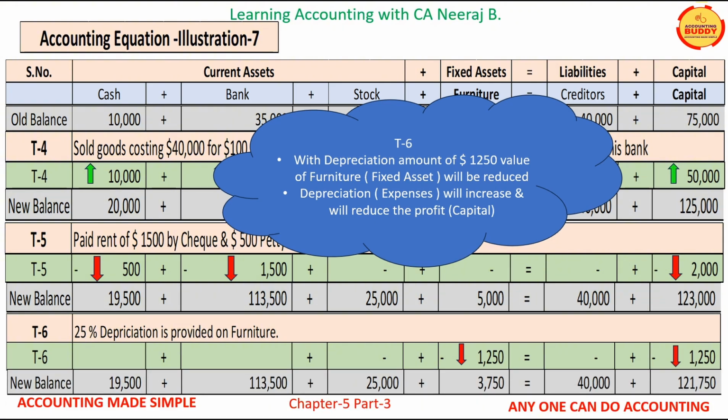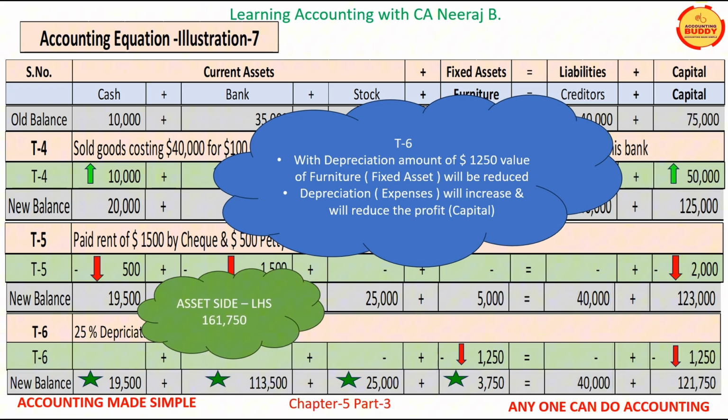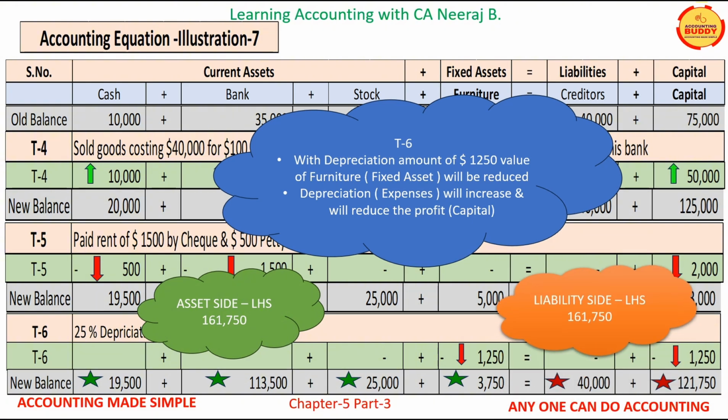Post T6 transaction, the new accounting equation will have $19,500 of cash, $113,500 of bank balance, $25,000 of stock, $3,750 of furniture, totaling to $161,750 of total assets on the left hand side of the accounting equation. And on right hand side, we have liabilities of $40,000 plus the capital of $121,750, again making a total of $161,750.